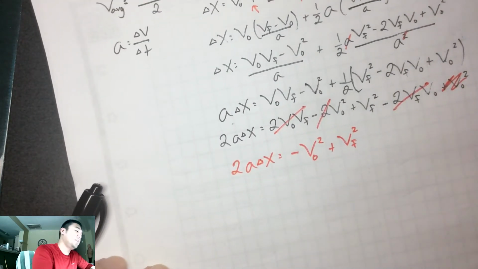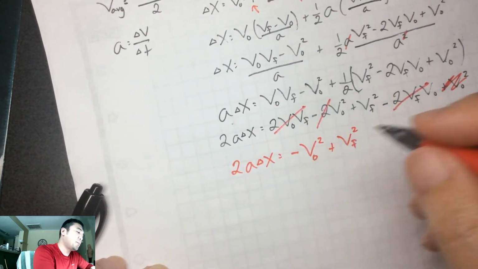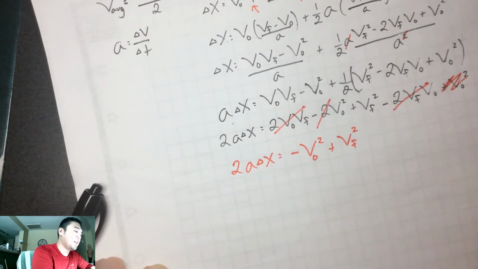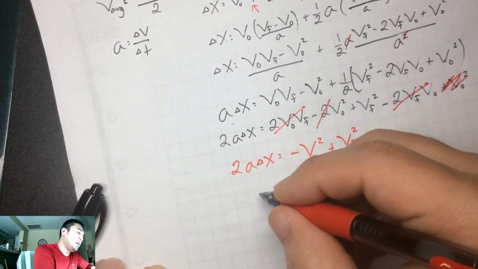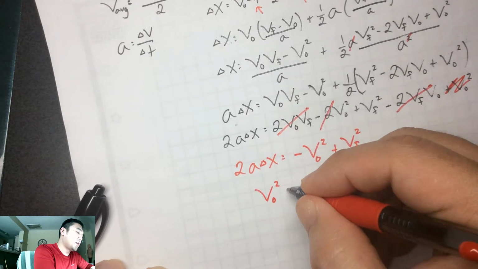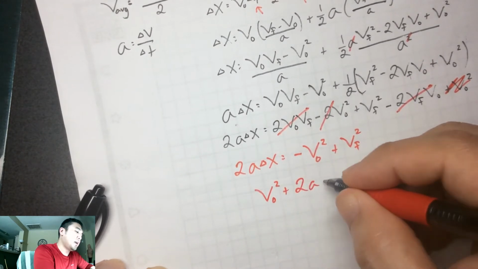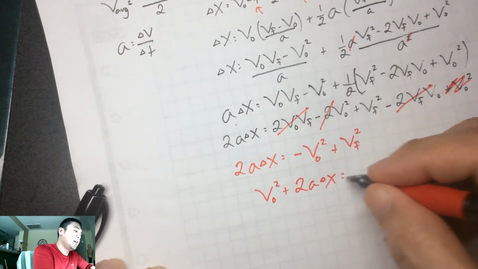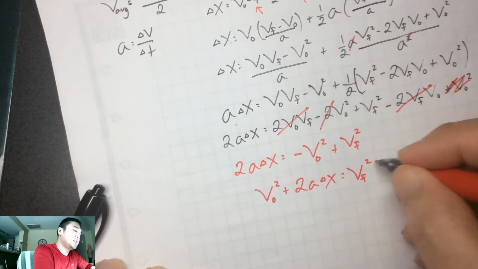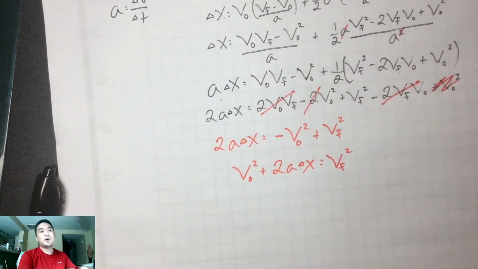And let's make this even nicer. Move that initial velocity over. I don't like that negative there. So we've got the initial velocity squared plus 2a change of position is equal to your final velocity squared. So this is another kinematic equation. In my class, we usually refer to that as the second kinematic equation.